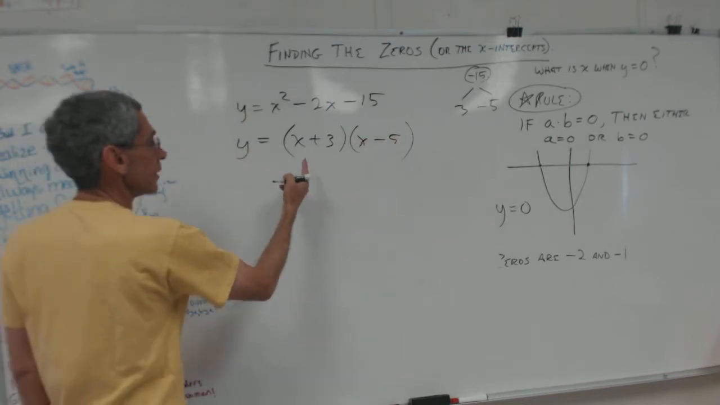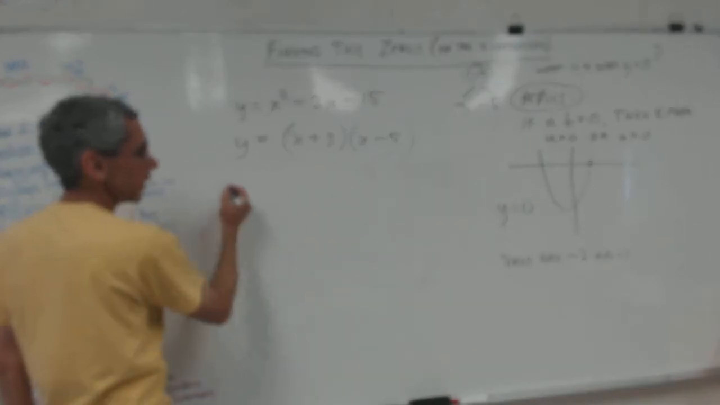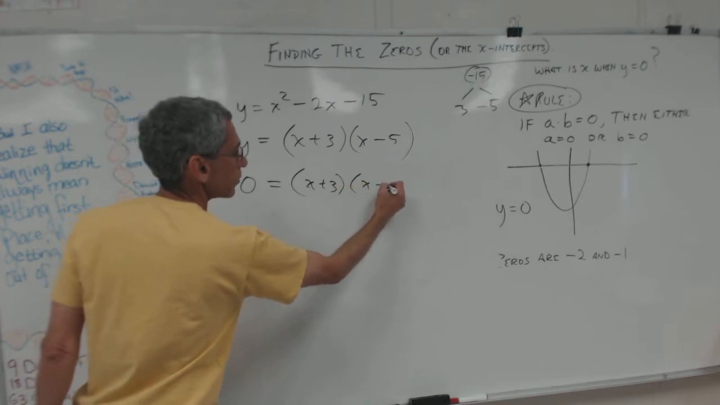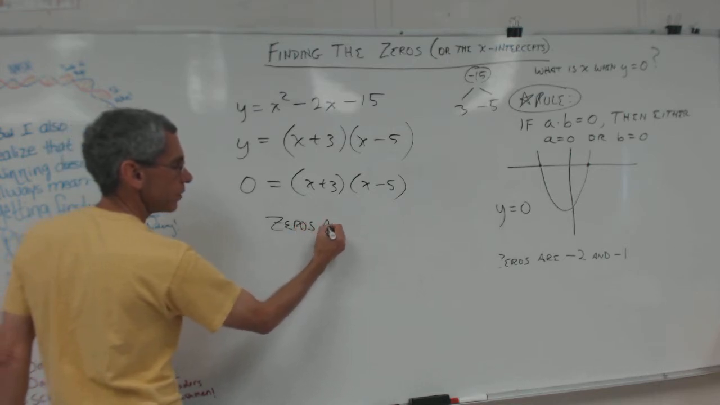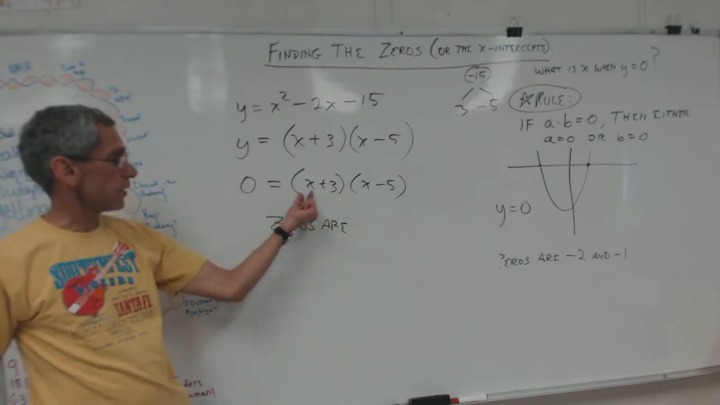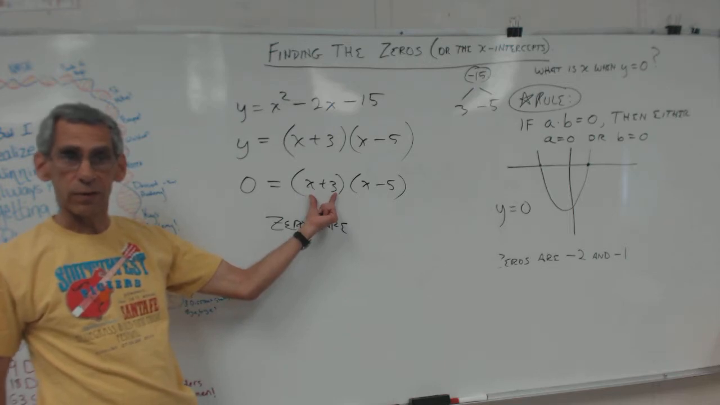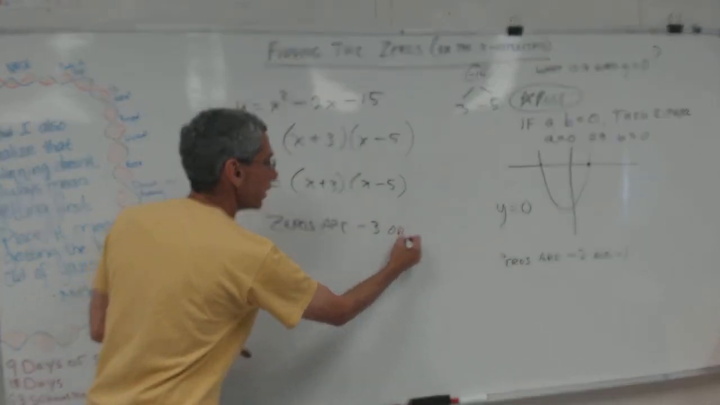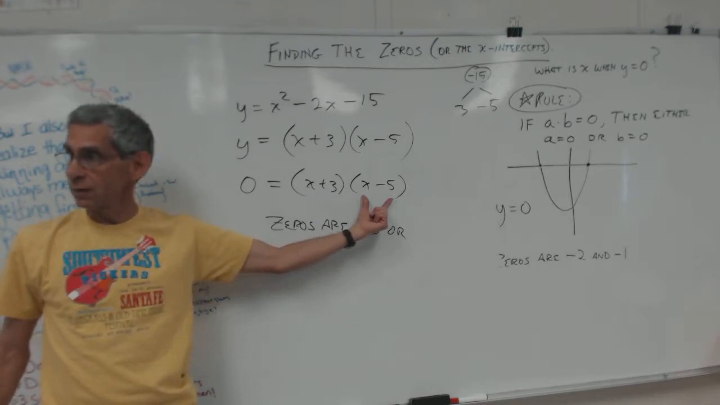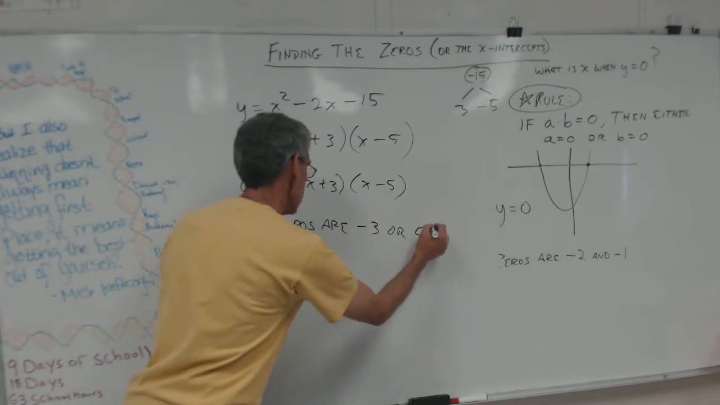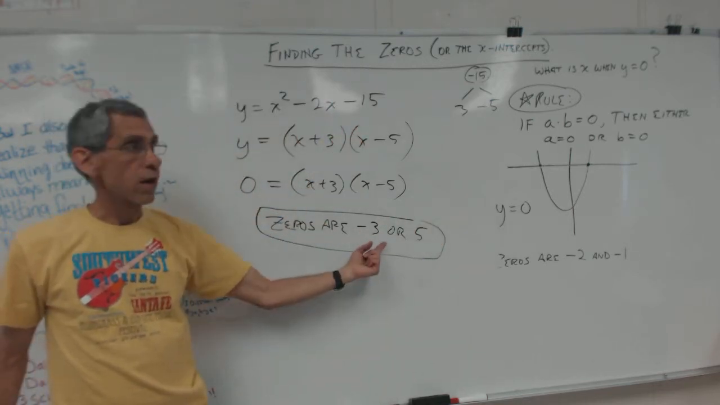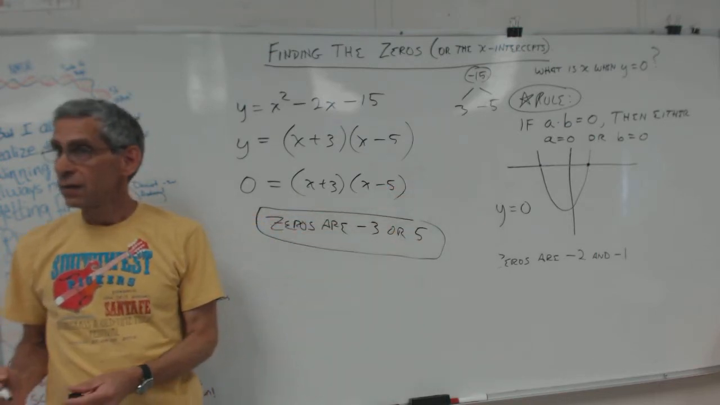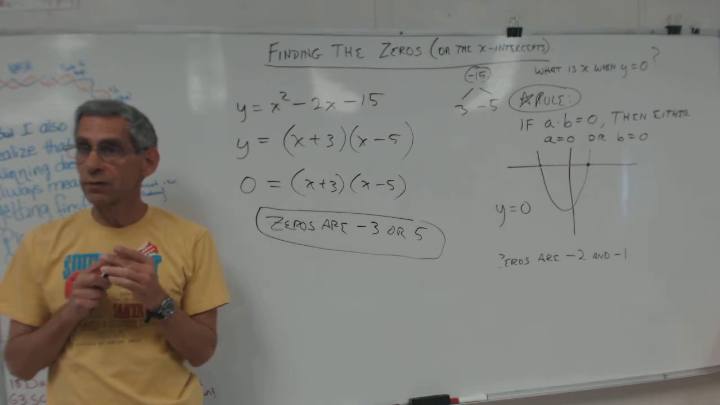Beautiful. So immediately, I'm going to rewrite this. We'll say 0 is equal to x plus 3 times x minus 5. Immediately, I know that my zeros are the opposite of it, right? In order for this to be 0, x would have to be negative 3, or in order for this to be 0, x would have to be positive 5. There we go. Those are my zeros. Those are where this quadratic equation crosses the x-axis, okay? It's where the football lands on the ground, right?